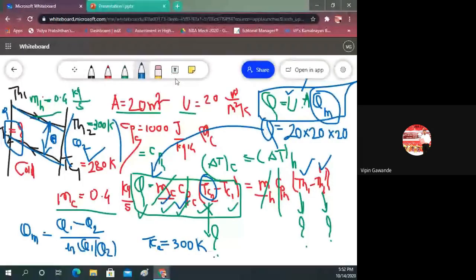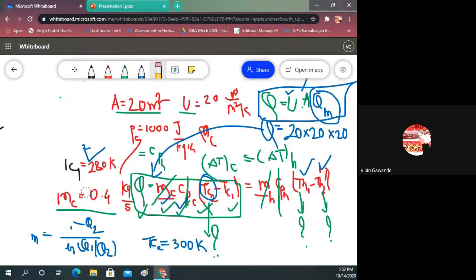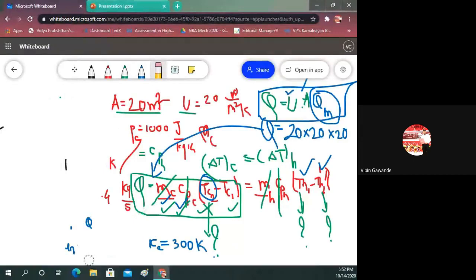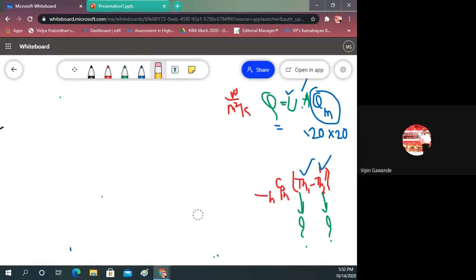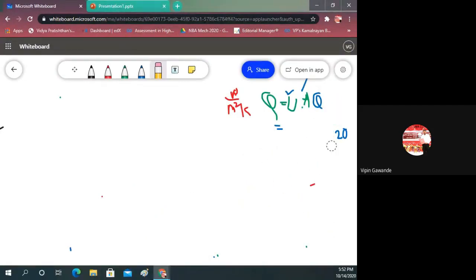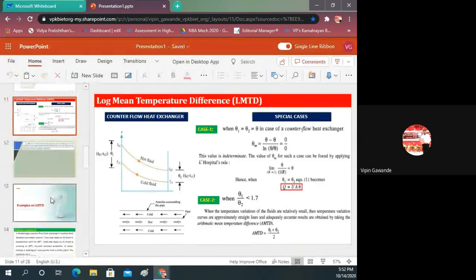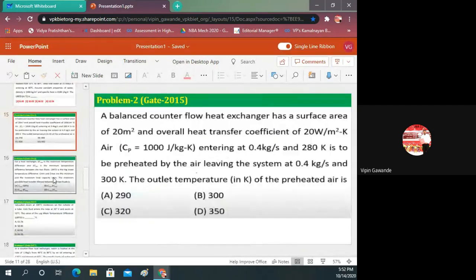So the solution for the second problem is 300 Kelvin. You just make a try of this problem and you will get the answer. But you have to be very careful about which concept you use here. That is, the theta m value is the difference between 300 minus 280, and that comes because of the product of those two things. So this one is the second problem.